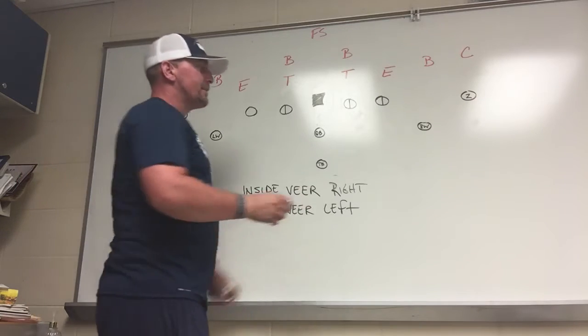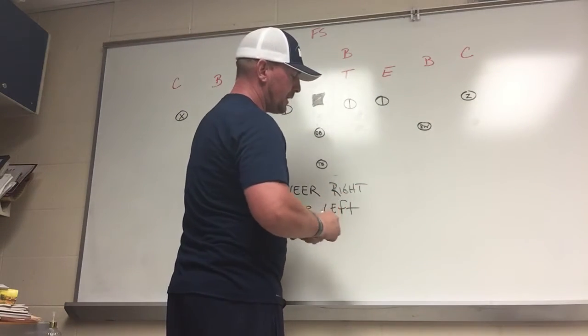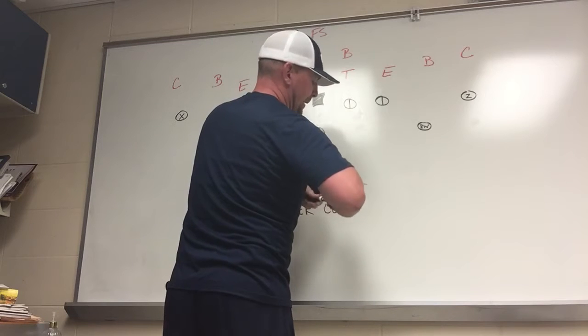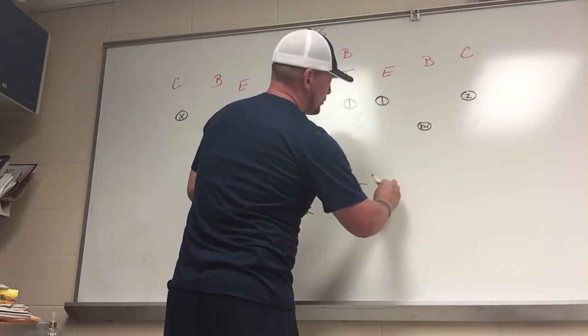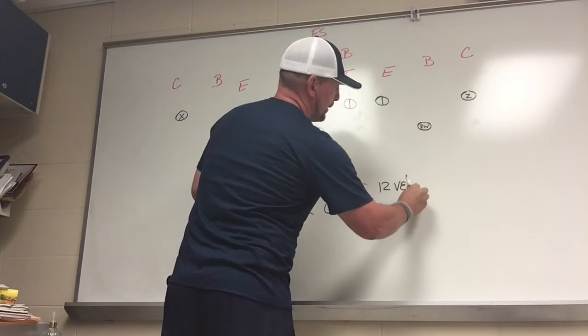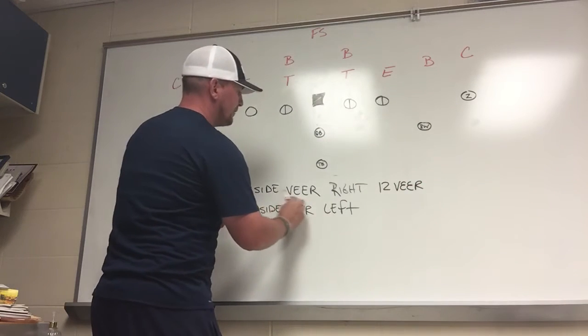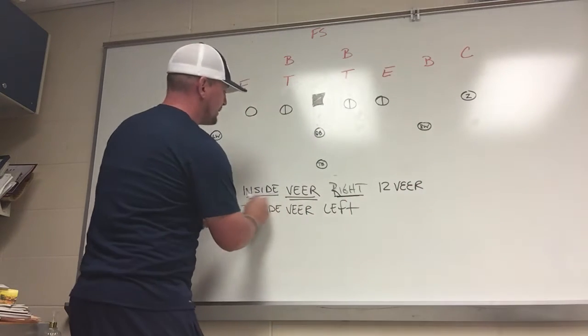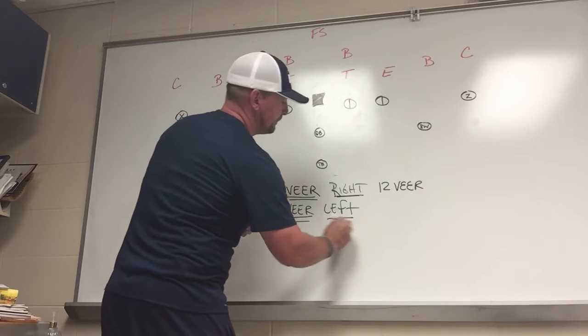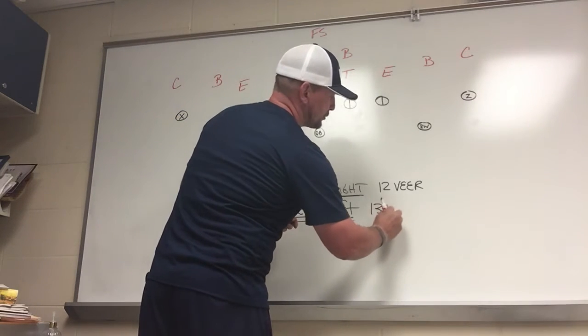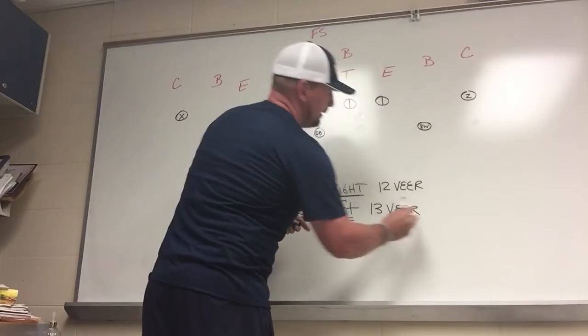So inside veer right potentially could be called 12 veer. And I can go over that for you in a second here. So you have 12 veer. But in our terminology, we're going to keep it as inside veer right and inside veer left for simplicity. Inside veer left could also be called 13 veer.